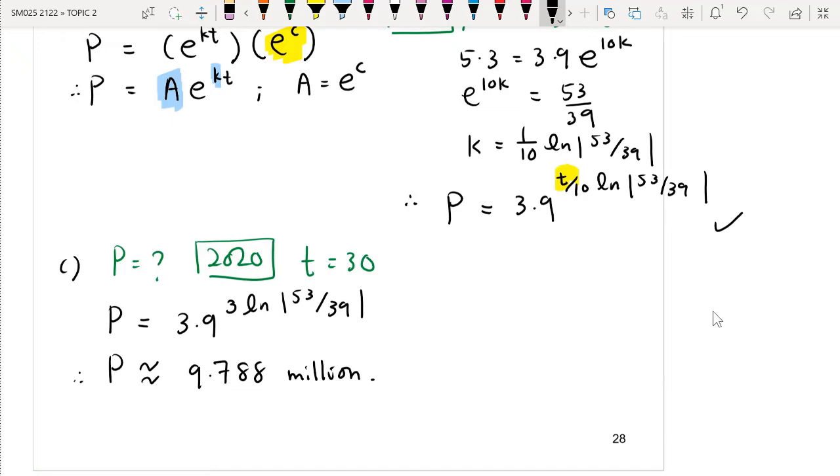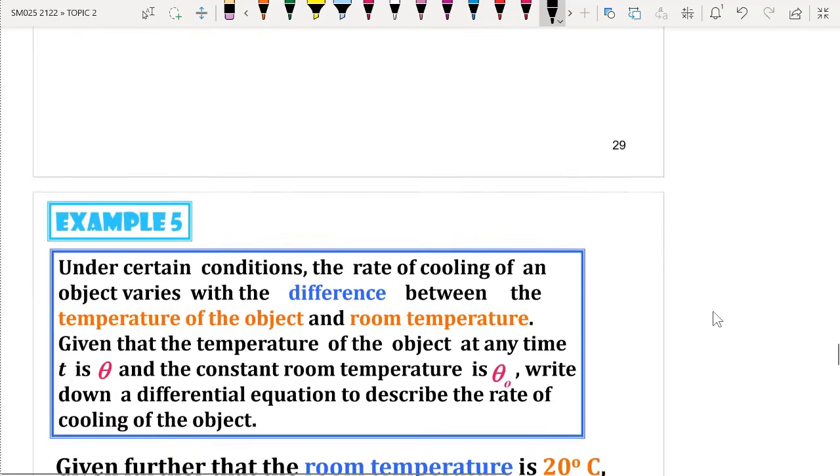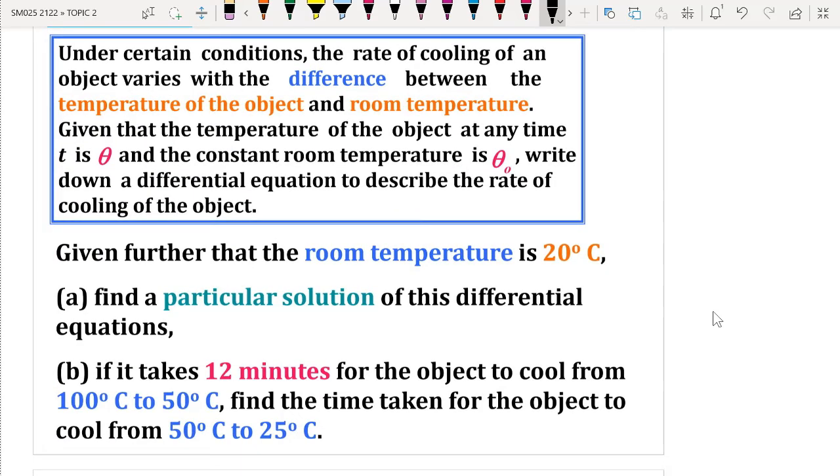That would be the first application. Moving on, next part, we have the second application involving Newton's cooling law. The statement is quite long, so be careful with it. Under a certain condition, the rate of cooling, use the notation theta. So our differential equation would start with d theta over dt. dt represents rate, okay. Proportional, so it's equal to k.